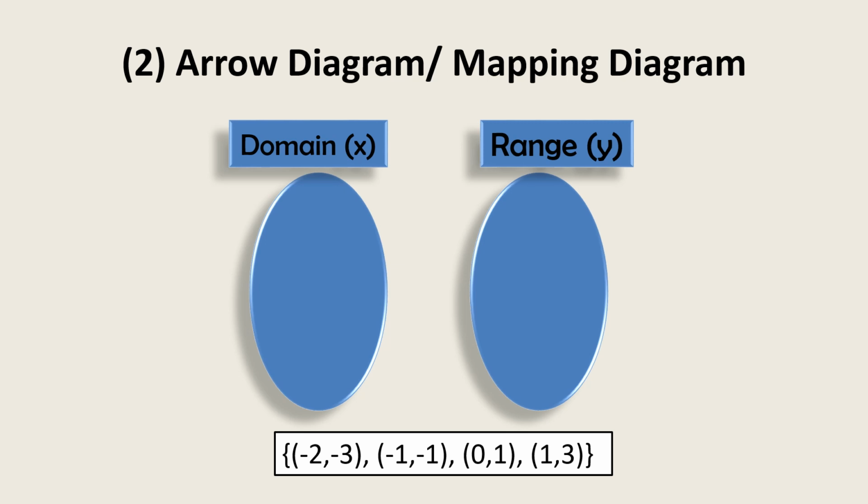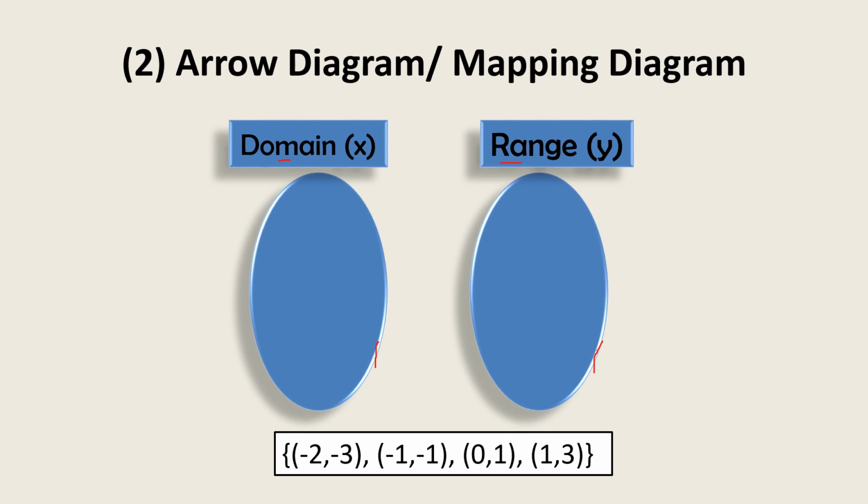Okay, next. Now, we have here another way on how to describe a relation, by making use of an arrow diagram. An arrow diagram, or what we call the mapping diagram, we have here two ovals. Etong oval na to, and the second oval. Okay? The first oval contains the domain. Then the second oval contains the range. Okay? Now, same relation din yung gagamitin natin.